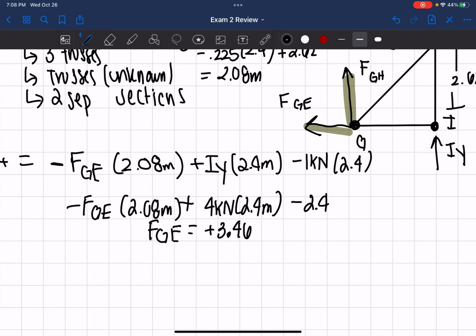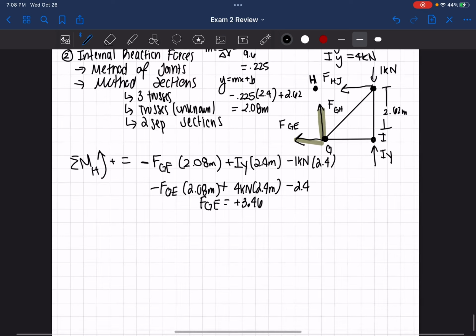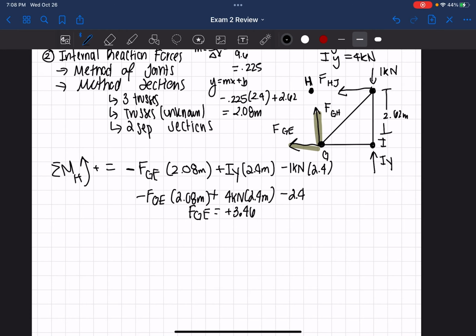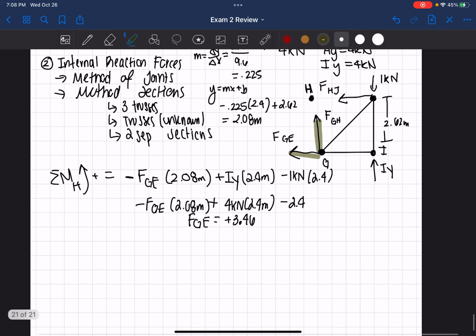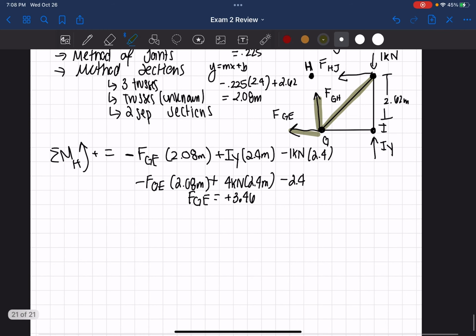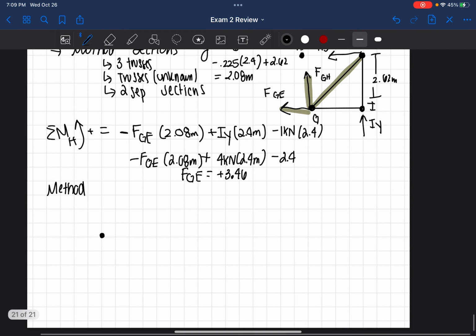Great. Now, then we're going to look at, so we solved for that, and you know what we could just do? We're just looking for FGE. We also need to find this member as well. So let's do the method of joints. This is what I was talking about before, where you're going to basically want to do a combination of a section and method of joints. So let's draw this member here.